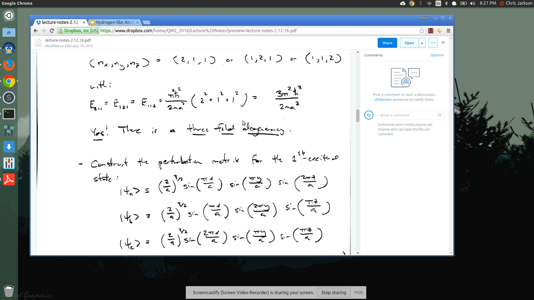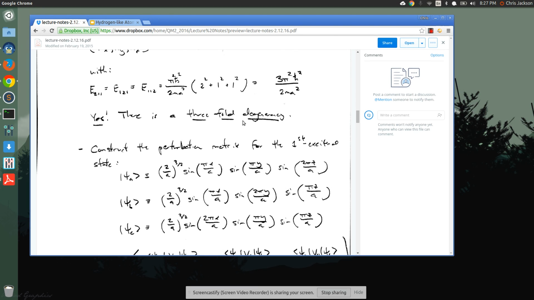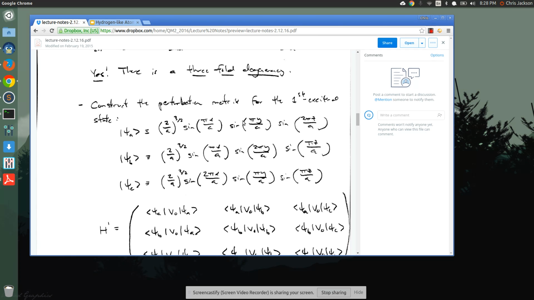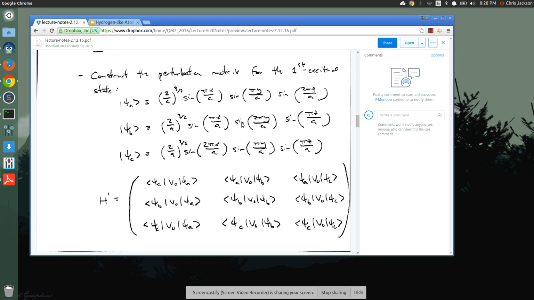So we felt like we were on the right track. That was the ground state, which is non-degenerate, and any of the excited states are degenerate. Not all, but many of them have a threefold degeneracy. And so we had to apply the degenerate perturbation theory to compute the energy corrections and the new unperturbed eigenstates.